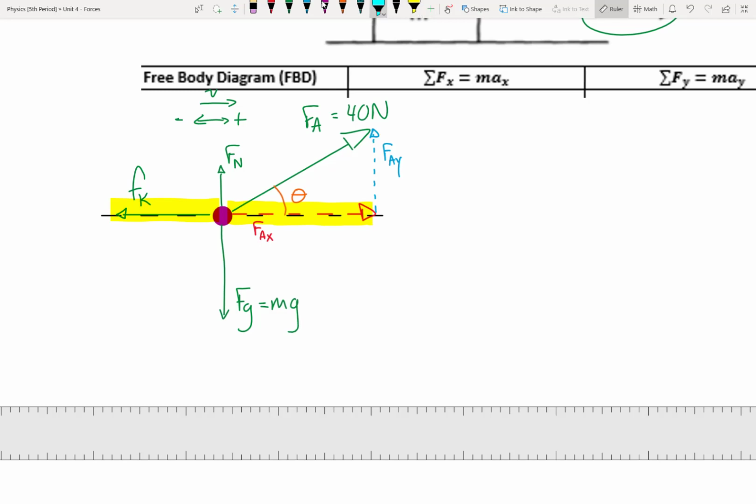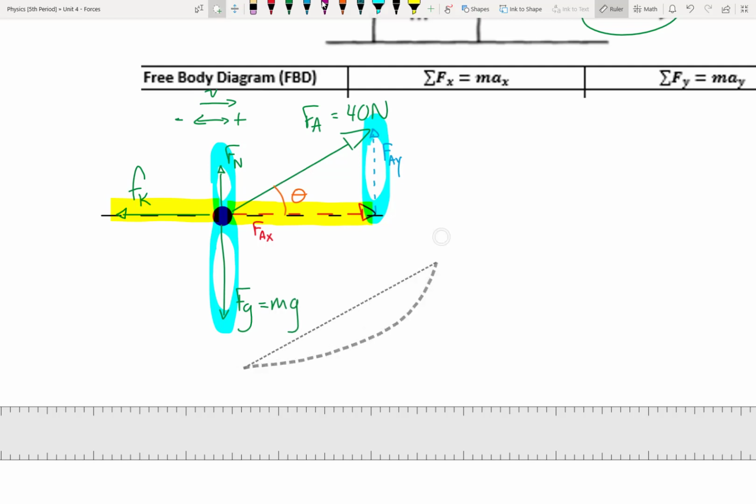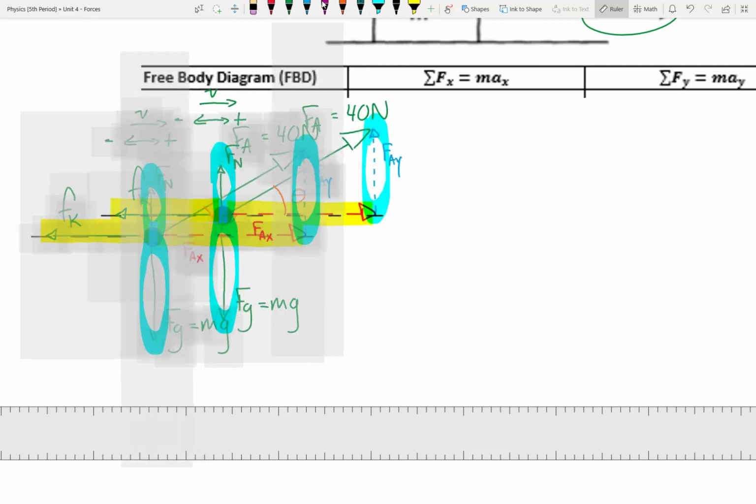In the vertical direction, I see I have two forces pointing up, normal and Fa in the y direction. Now, both those forces pointing up are going to add up to a larger force, a total net force pointing in the upwards direction, and that's going to have to balance with Fg because the acceleration in the y direction is 0. Let's move this over to the side a little bit, make sure we're keeping everything in the right little spot there.